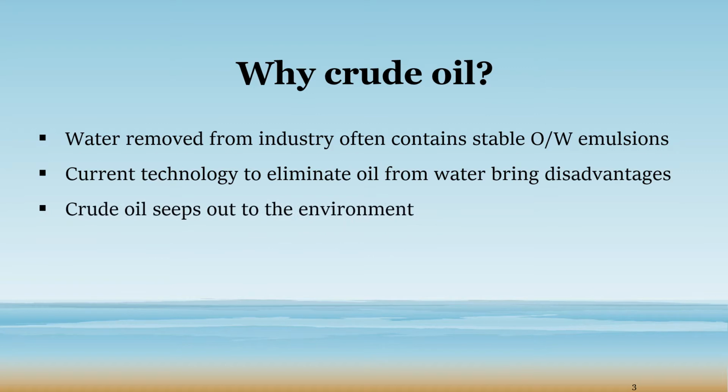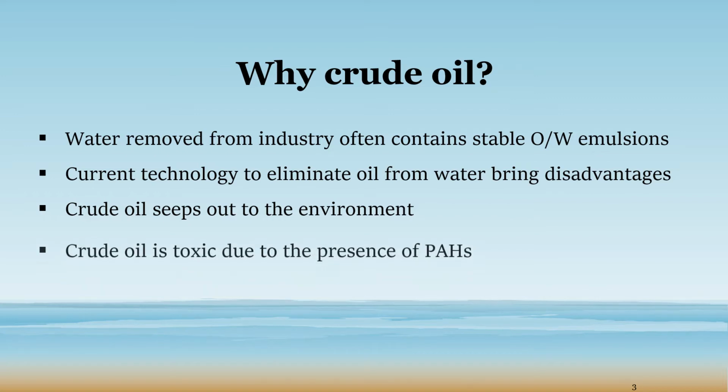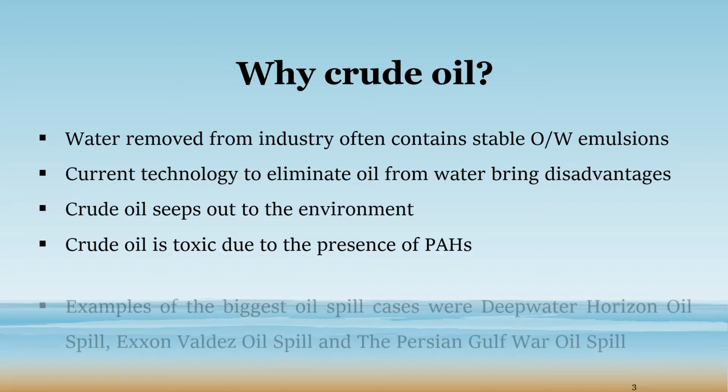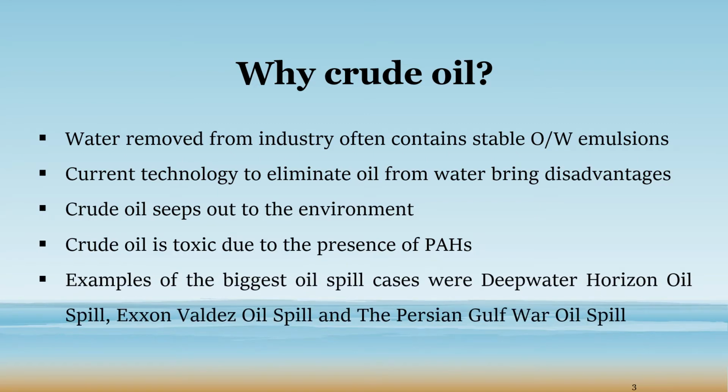Also, estimated crude oil sent out to the environment is around 600,000 metric tons per year, and it is toxic due to the presence of polycyclic aromatic hydrocarbon. These are several examples of the biggest oil spill cases in the world. If we just consider the oil spill case within our country, the example is at Sungai Selama, and it causes water storage problems to the residents. Therefore, Amine magnetic nanoparticles are proposed to solve the oil spill problem.